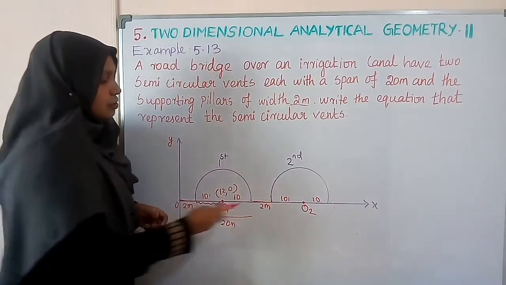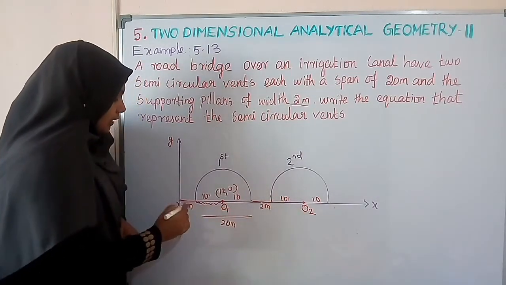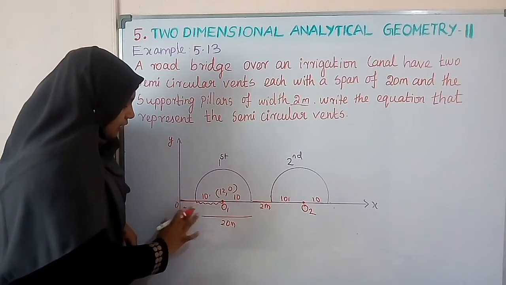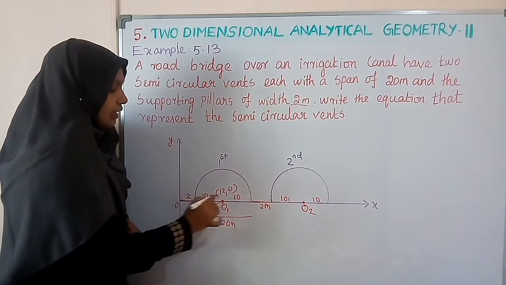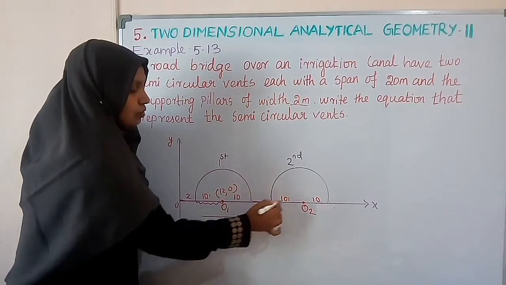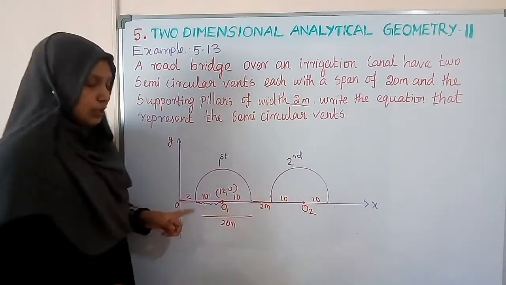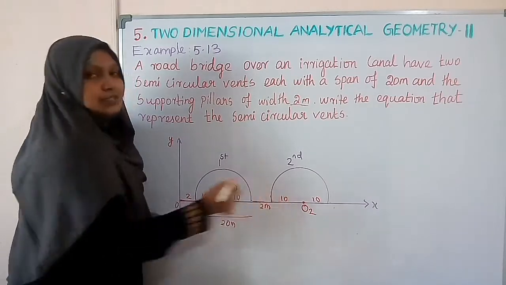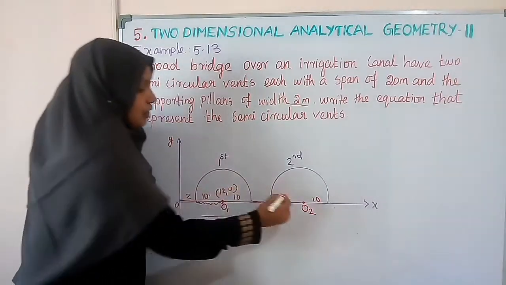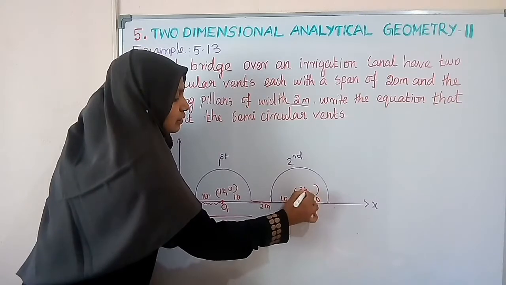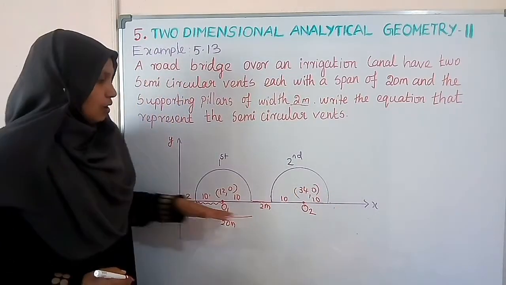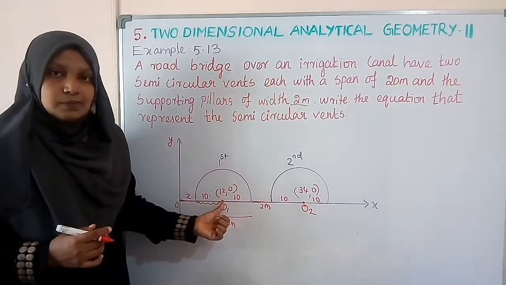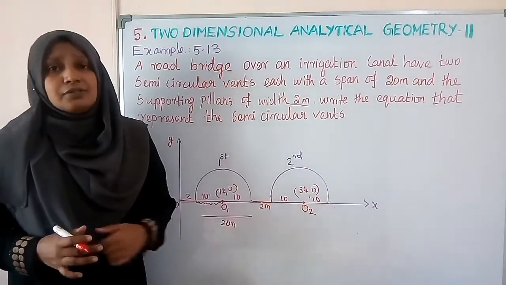Okay, and also for the second center, calculate the distance. Here you have 2 and here 10. So calculate the total distance: 2 plus 10, again plus 10, again plus 2, once again plus 10. You are getting 2 plus 10 plus 10 plus 2 plus 10, so it is totally 34. So I am marking the center as (34, 0) because it is on the x-axis. So we can mark one center as (12, 0) and the other center as (34, 0).